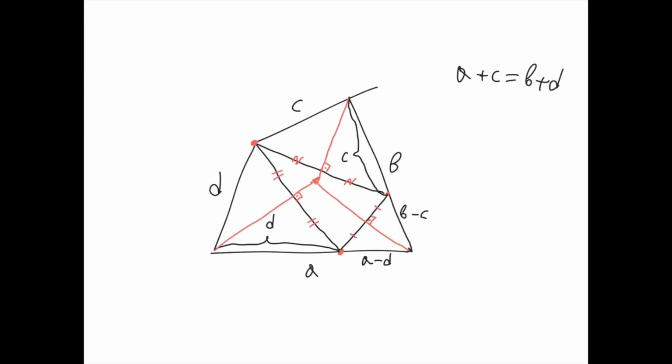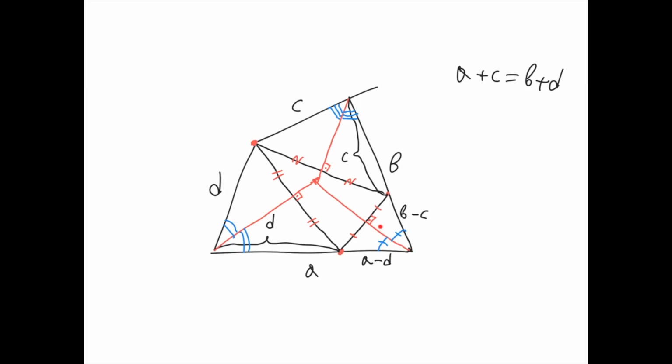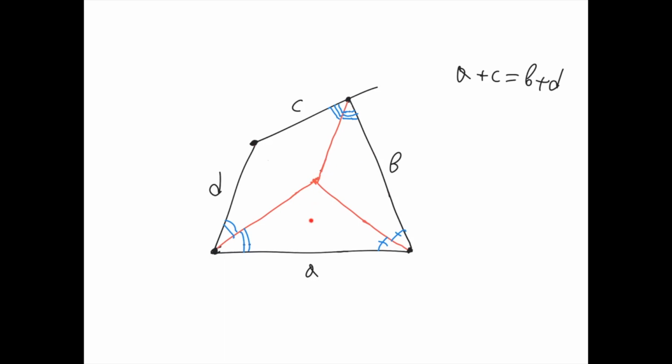Now note that these three perpendicular bisectors are also angle bisectors of their corresponding angles in the quadrilateral. For example, this is an angle bisector here, this is an angle bisector here, and this is an angle bisector here. Hence, three of the four angle bisectors in this quadrilateral intersect at one point. Let's draw perpendiculars from this point to the sides of the quadrilateral.